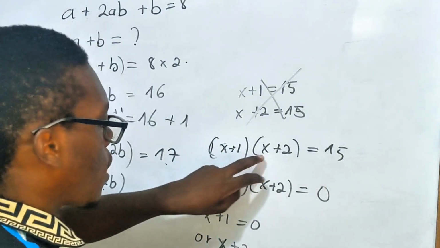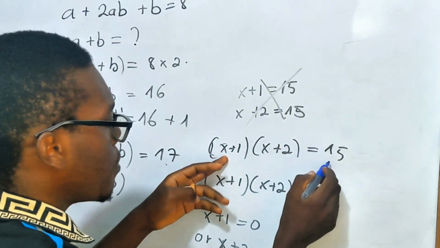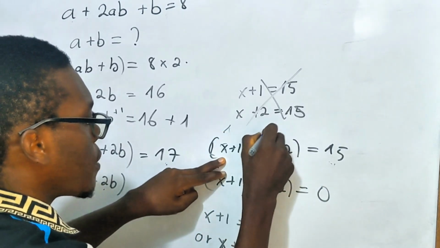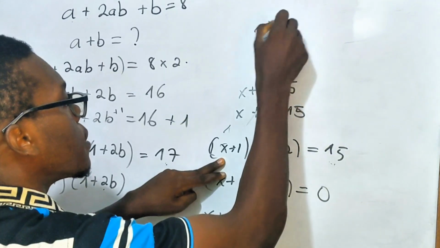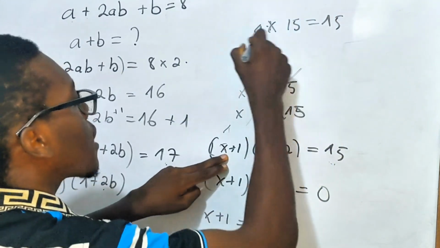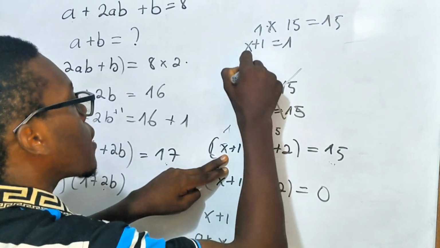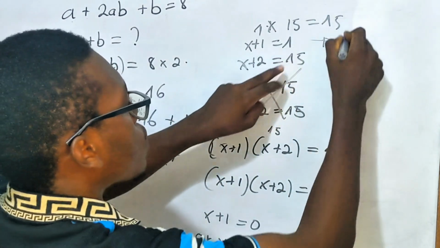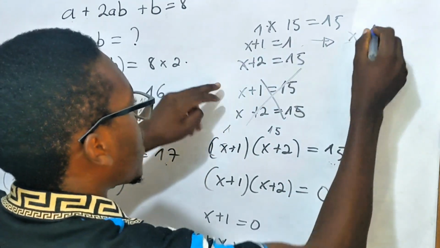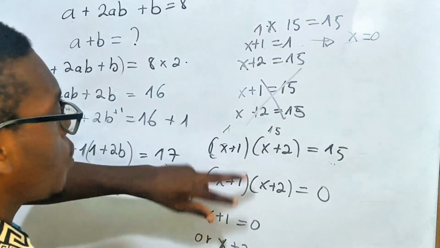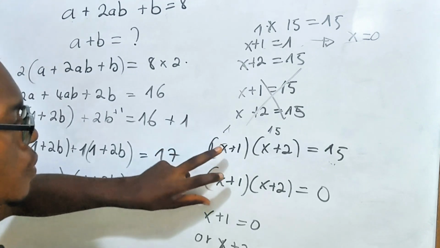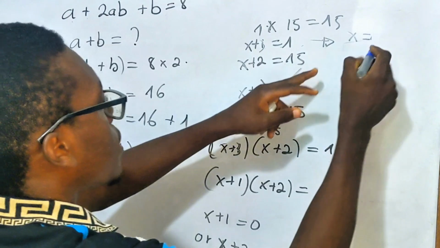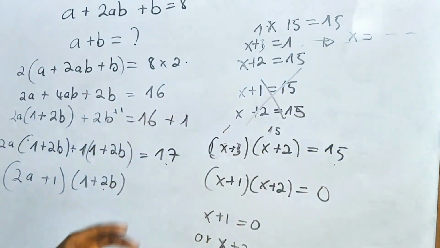But x plus 1 and x plus 2, the multiplication of them can give 15, meaning that at this point you can say maybe this one can be 1 and this one 15, so that 1 times 15 is equal to 15. Hence, x plus 1 equals 1 and x plus 2 equals 15. At this point, we can have x equals 0. This is not actually how it looks, but just take a look at it. You can just say 3, so that it should be this. That is a bit how it looks like.